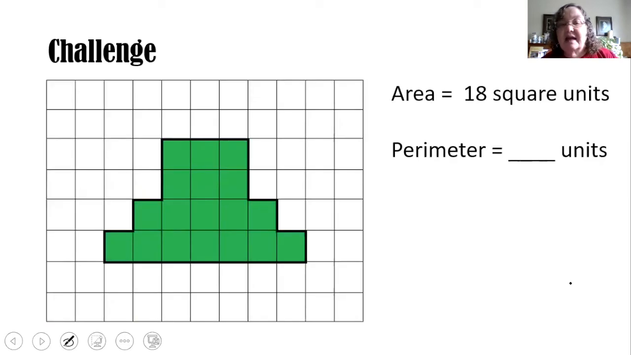It still has an area of 18 square units, but can you tell what the perimeter is? Pause for a moment and see if you can count. What is the perimeter on this?